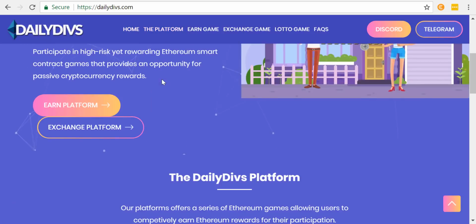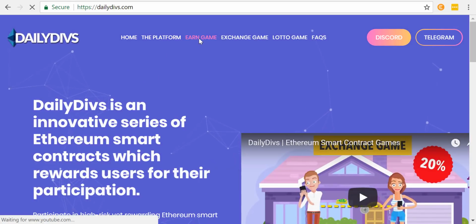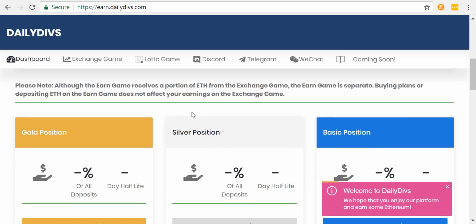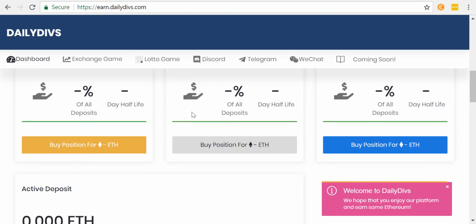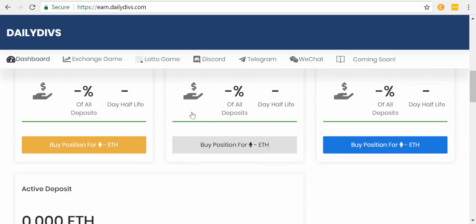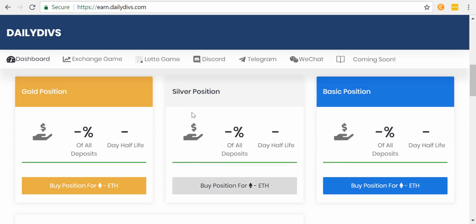So with Daily Divs, it's a little bit different. They got this earn game. I don't think, compliance wise, I don't think either one of these are very good. Now, what makes them good and what makes them different from every other thing that you've ever seen out there that promised a return of some sort is, I don't think any of them are outright promising a return.